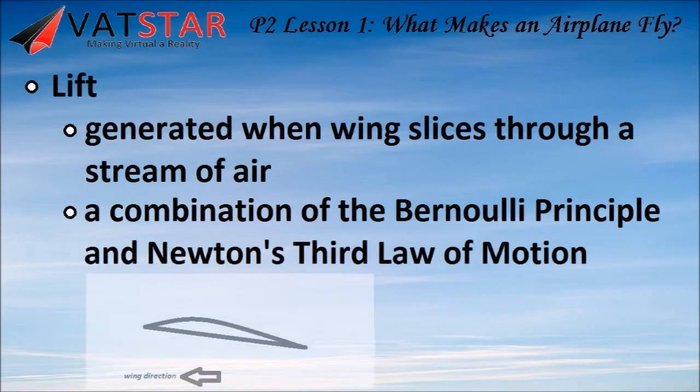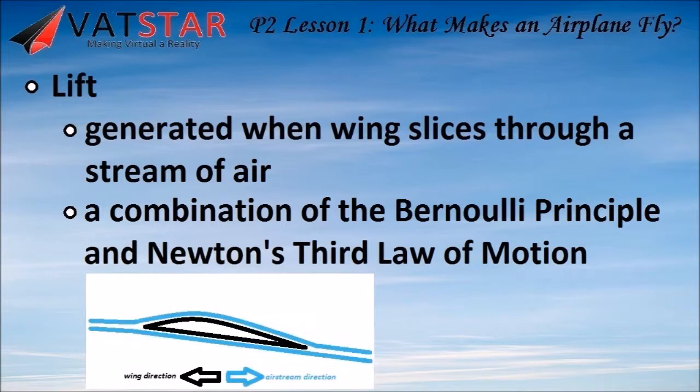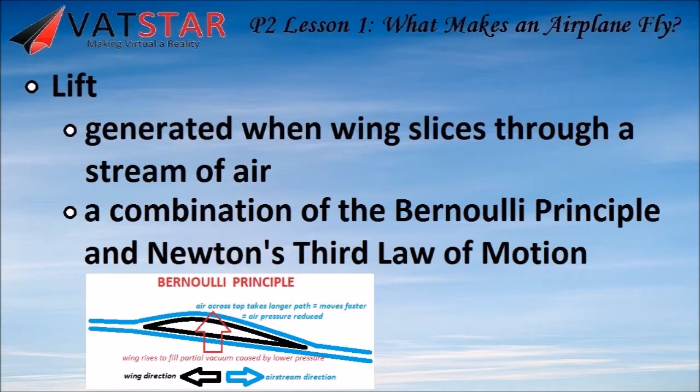Now here's our wing, and it's traveling forward toward the left of the screen. That means the stream of air is passing over it left to right. Notice how the wing is more curved on the top surface than on the bottom? The air flowing over it has to take a longer path, so it speeds up. That makes it exert less pressure against the top of the wing than the air on the bottom of the wing is exerting, which creates a partial vacuum that the wing then rises to fill. And there you have it, the Bernoulli principle.